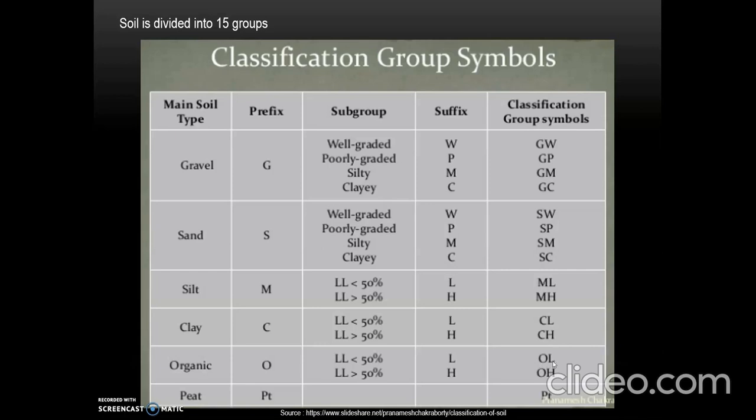Similarly, OL represents organic soil with low compressibility and low plasticity, wherein liquid limit is less than 50%, and OH represents organic soil with high plasticity and high compressibility, and PT represents peat soil.